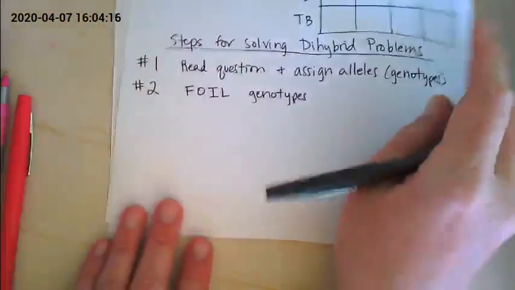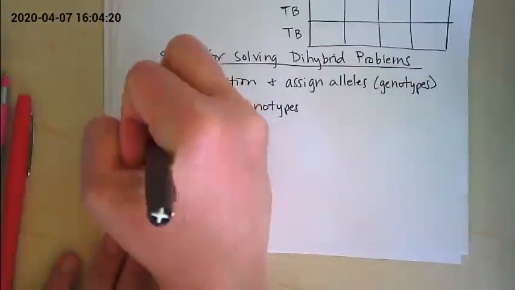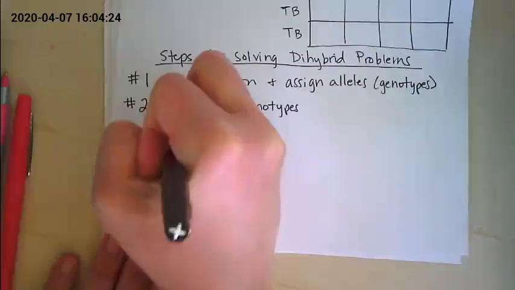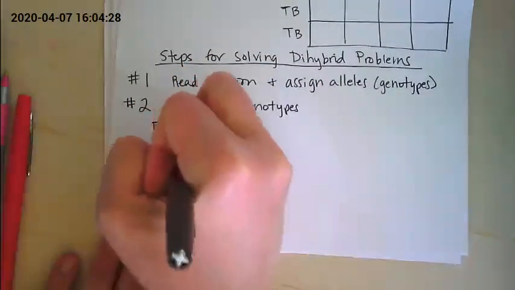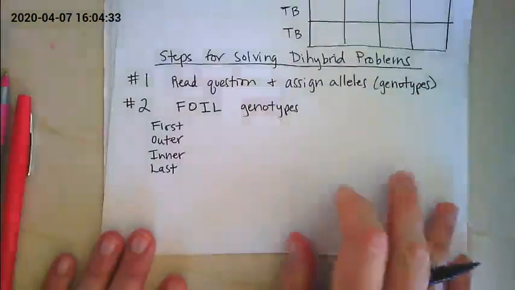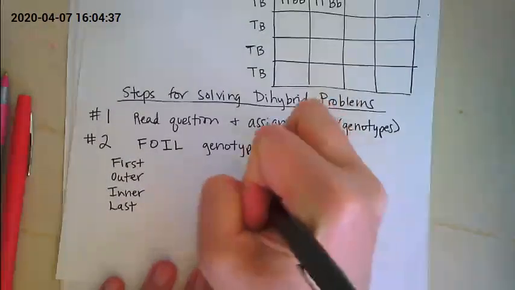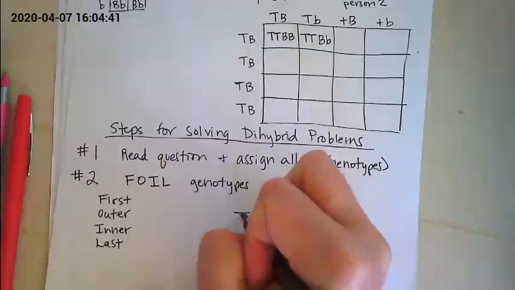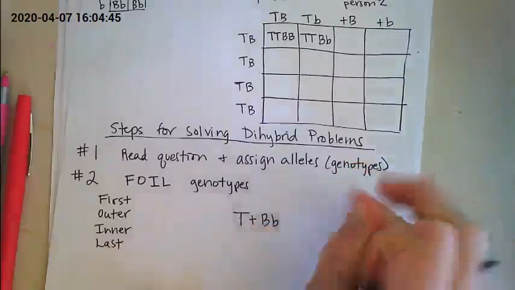All right, well, what does FOIL stand for? FOIL stands for first, outer, inner, and last. Okay, so let's foil the genotype. The first genotype we're going to foil is person 1, so heterozygous for tall, heterozygous for brown.